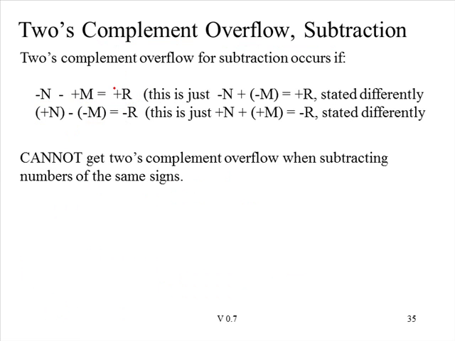For subtraction, I get overflow if I subtract a positive number from a negative number and get a positive number. This is simply the same thing as adding two negative numbers and getting a positive number. If I subtract a negative number from a positive number and get a negative number, again I get 2's complement overflow. This is basically the same as adding two positive numbers and getting a negative number. I cannot get 2's complement overflow when subtracting numbers of the same sign.